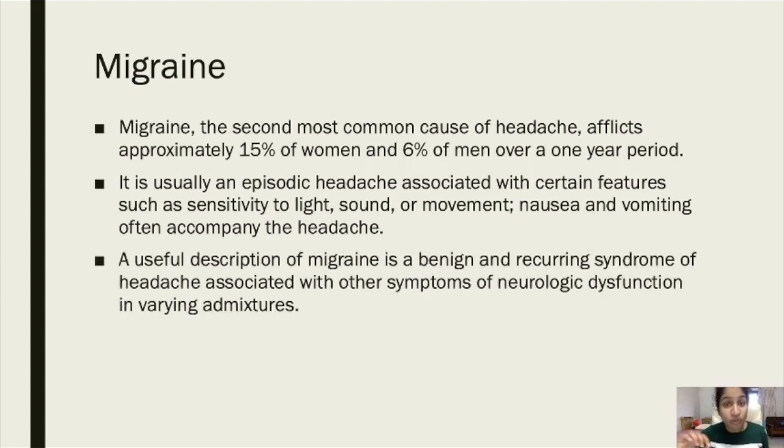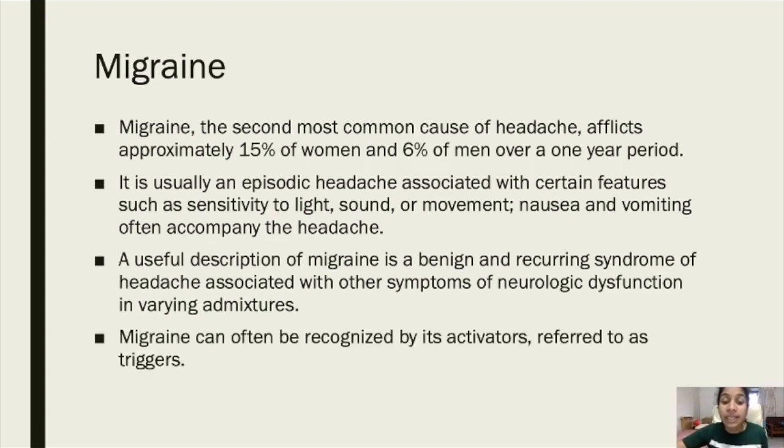A useful description of migraine is a benign and recurring syndrome of headache associated with other symptoms of neurologic dysfunction in varying admixture. These are the neurological dysfunctions, that is photophobia, phonophobia, all those things. So migraine is a benign and recurring syndrome of headache, associated with other symptoms of neurological dysfunction in varying admixtures. Some people will have phonophobia, some will have photophobia. It's not compulsory that all the symptoms be there in that patient. Some symptoms will be there, some won't.